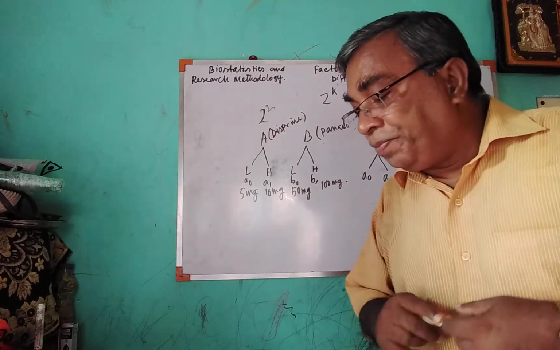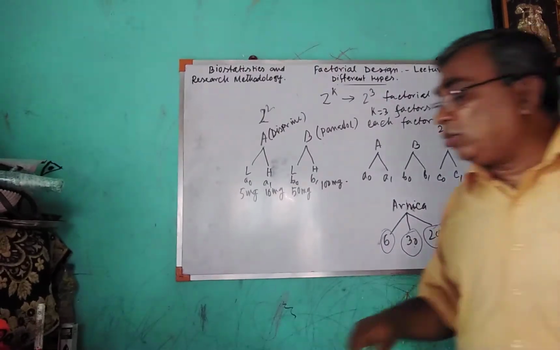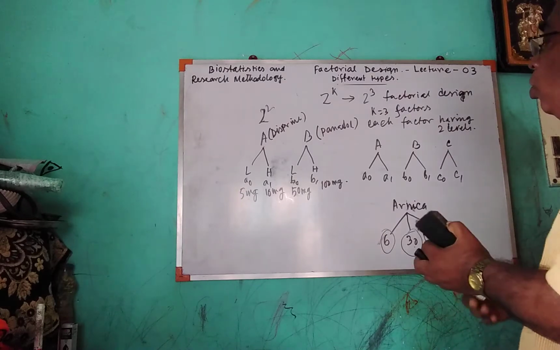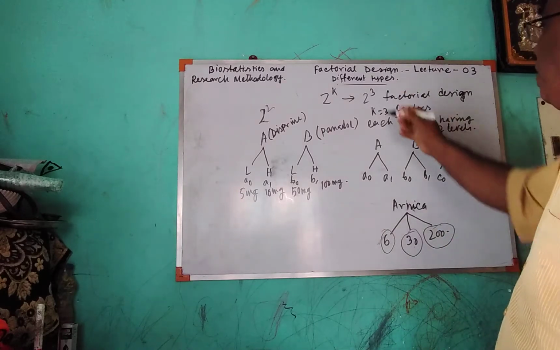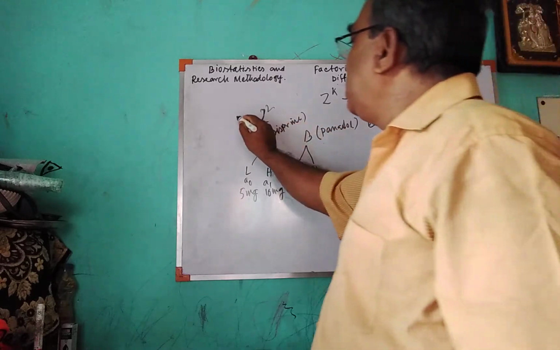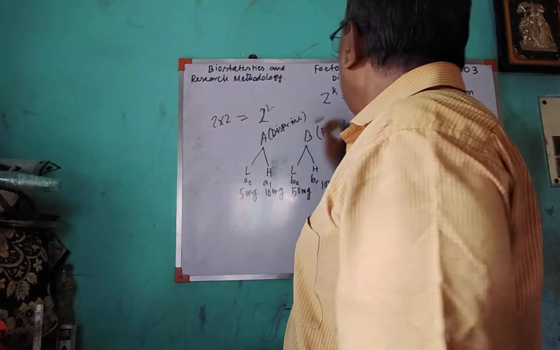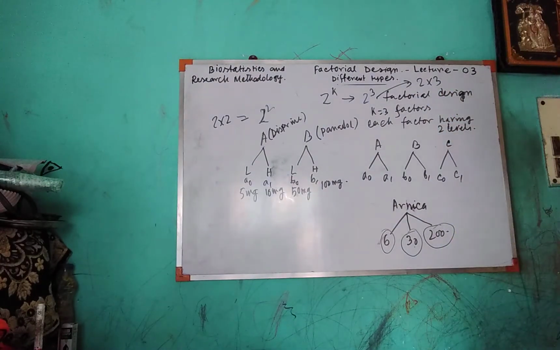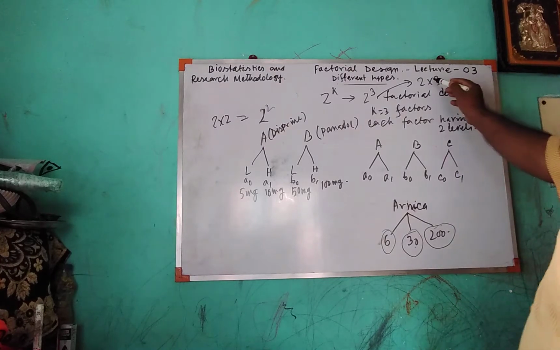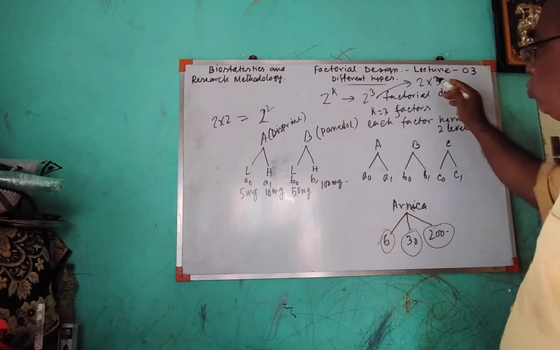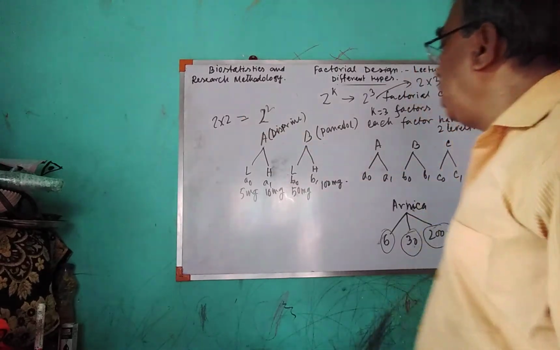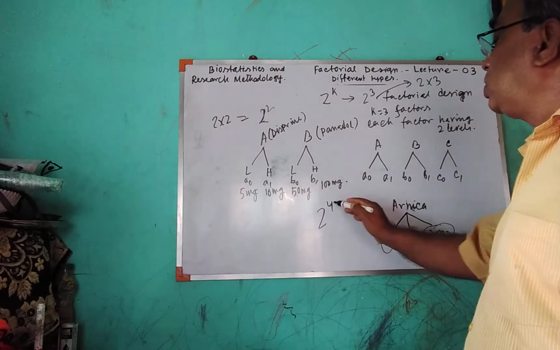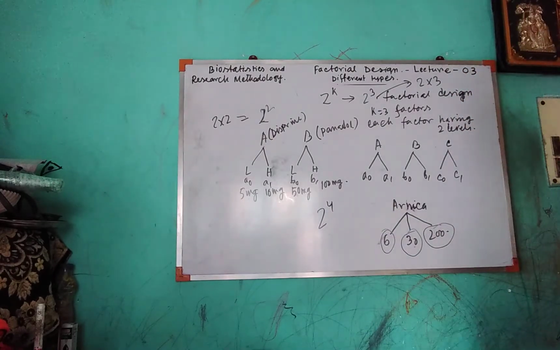Now, if I say another factorial design: a 2 square factorial design can be written as 2 by 2. A factorial design can also be written as 2 by 3, which we call 2 into 3. Don't say 2 into 2 by 3 factorial design. Suppose 2 to the power 4: there are 4 factors, each factor having 2 levels.